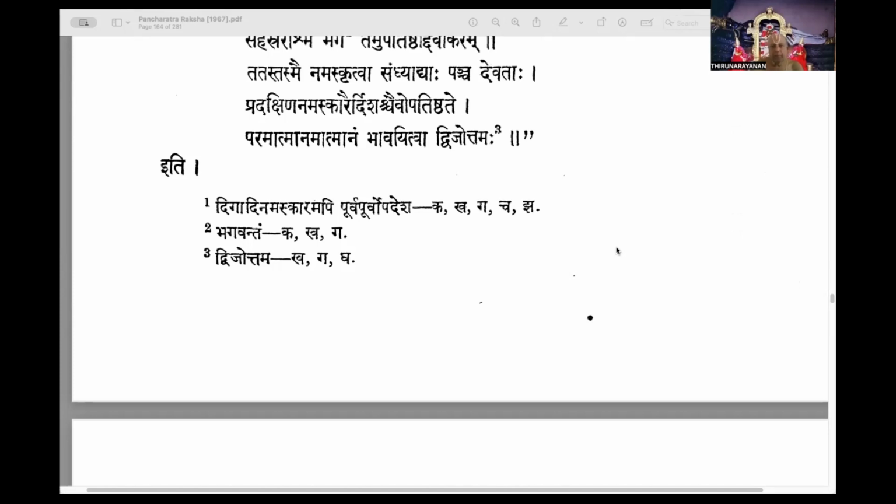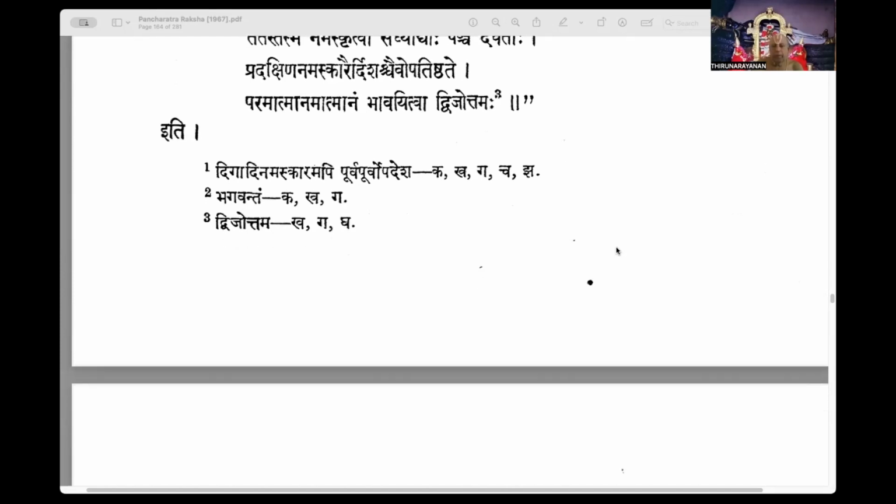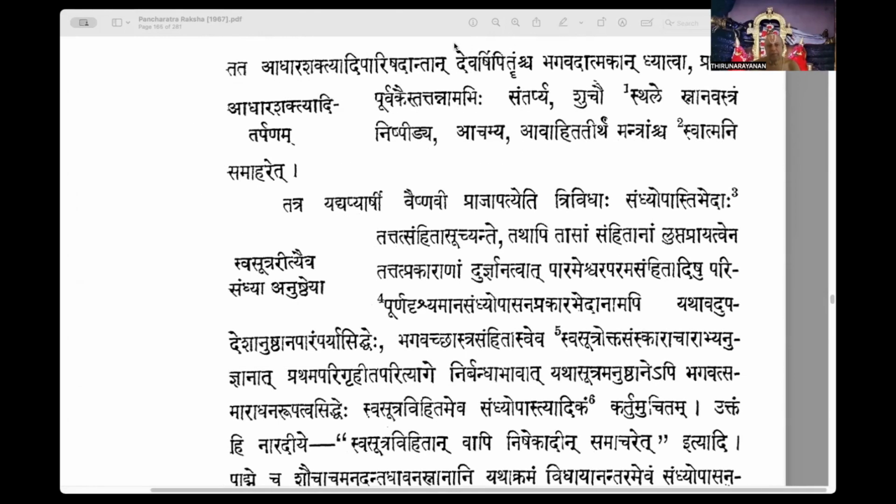Paramatmanam Atmanam Bhavetva Vijottama. Vijottama, yeah, the best Brahmin, the best twice born will have the feeling of Paramatma inside Jivatma. You can also say, you must also feel so Soyam, Soham, I am Atma, Brahma. Then you can also say Asavadityo Brahmaivaham Asmi. So with this feeling, the Upasthanam should be complete. So though there is a small paragraph called Adhara Shaktyadi Tarpanam, we will take it up.